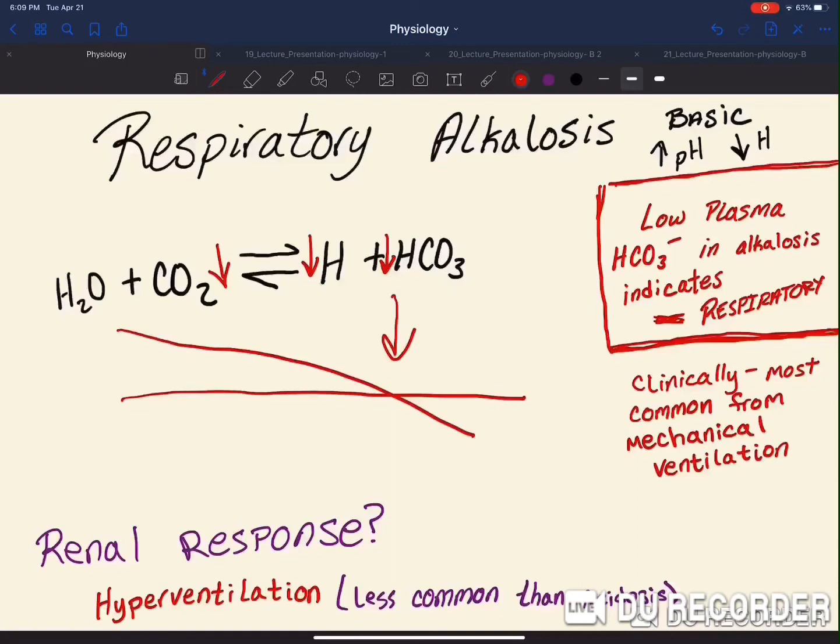Okay, and then because this is a respiratory problem, it's going to be solved through the renal response. Again, that's another video that I'm going to do for you guys. So just here, it starts out with that decrease in CO2, which causes a decrease in the hydrogen and the bicarb to get back to that homeostasis.